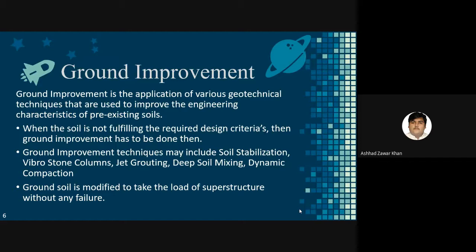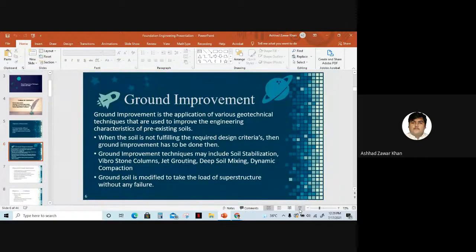So first of all, what is ground improvement? Ground improvement is the application of various geotechnical techniques used to improve the engineering characteristics of pre-existing soils. By this sentence, it means that, for example, if we have soil and after testing the criteria which we have studied up till now, that is the bearing capacity criteria, the settlement criteria, and the third one, the overturning criteria, are not fulfilled, then what we can do is improve the ground. In order to fulfill the criteria, we design for the required loading and not exceed the allowable settlement. This is the main purpose of ground improvement.